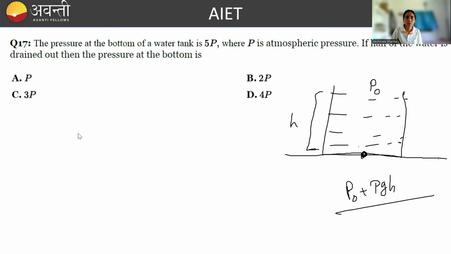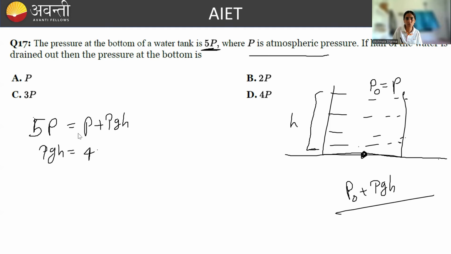So in the first case, pressure is 5P. So 5P must be equal to the pressure. P is given here as atmospheric pressure, so P naught is equal to P. So P plus rho g h equals 5P. So the value of rho g h is how much? 4P. Now in the second case, what is happening?